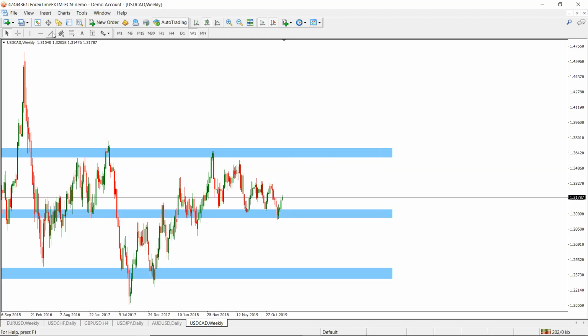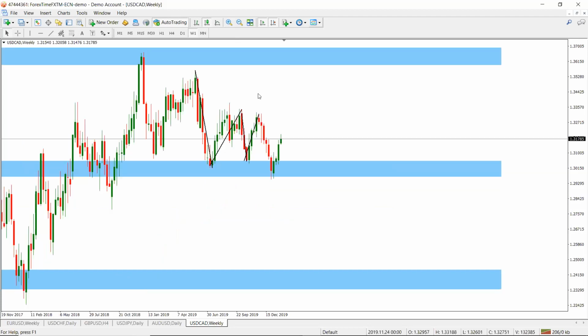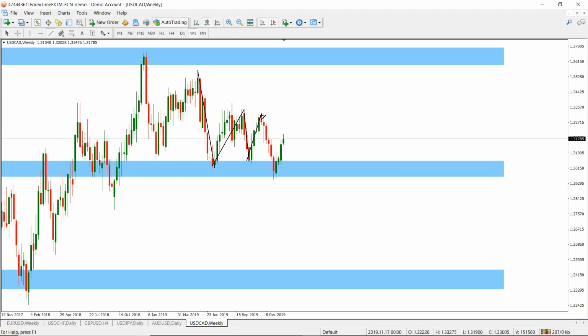Now I can spot something on the weekly time frame that looks like a pattern, like a triple bottom pattern. I don't know if you guys can see right here. It looks like a triple bottom pattern.